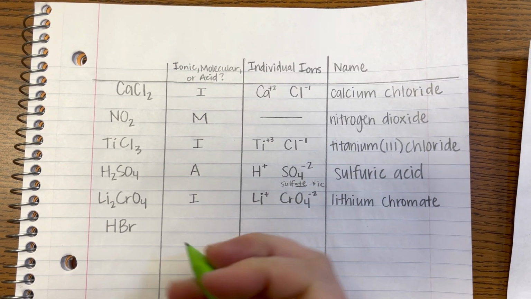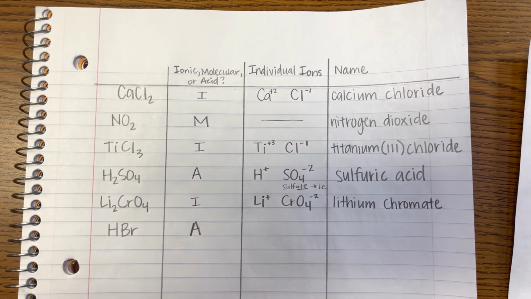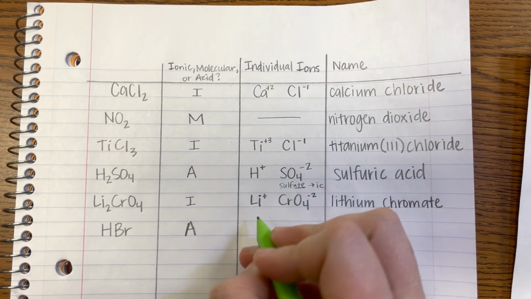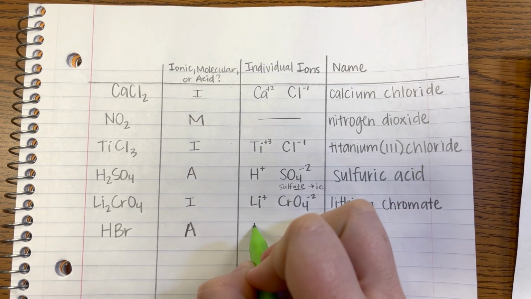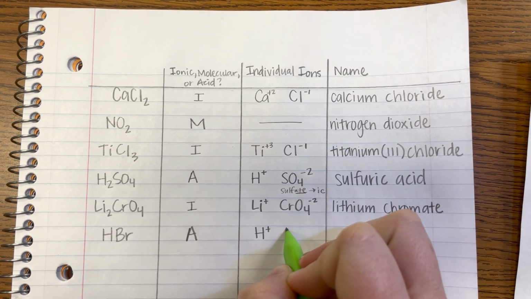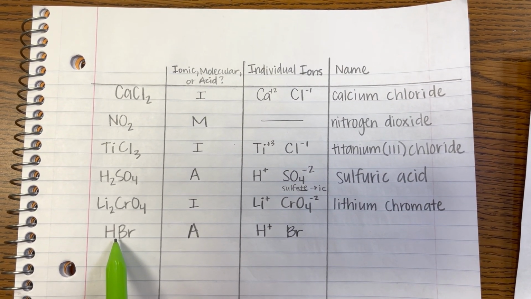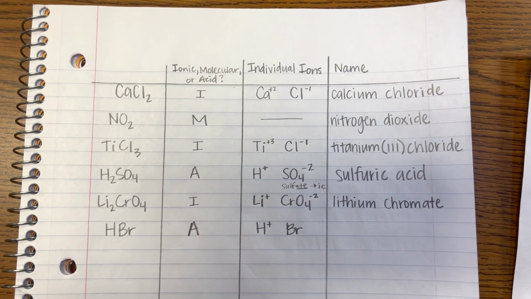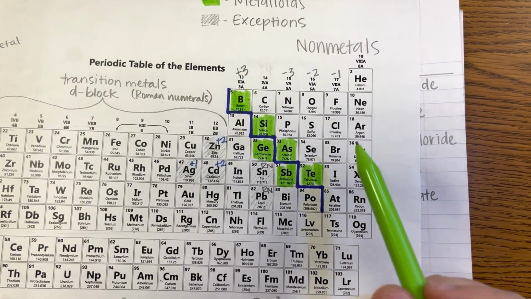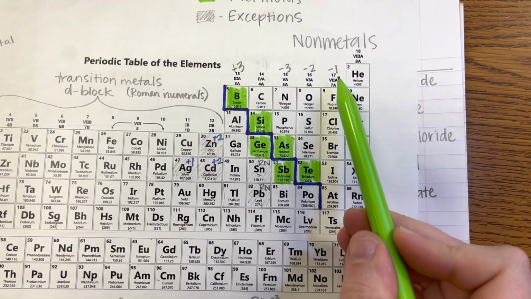Okay, the last one has hydrogen first, so this is an acid. Acids start off with H+, and then Br. Okay, remember, whatever this subscript is, that's your negative charge. Or, if you'd rather look on the periodic table, you can do that too. Br has a -1 charge.